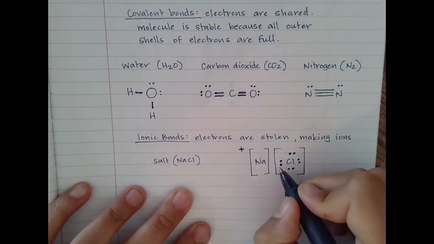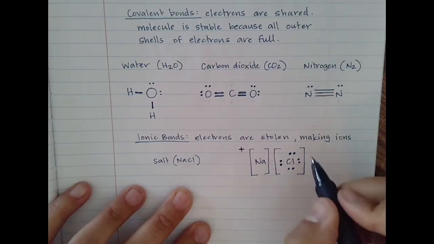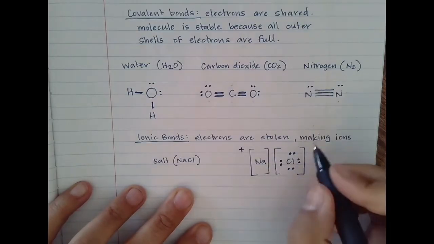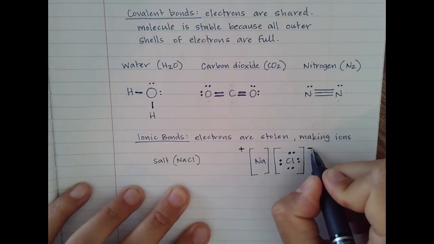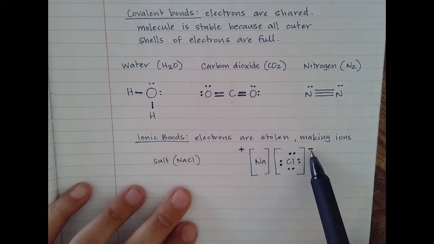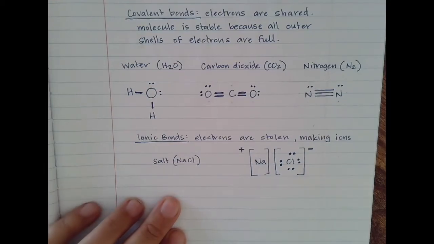Chlorine has now an extra electron. It gained an electron when it stole it. It started with equal numbers of protons and electrons, but now it has an additional electron. Electrons are negative. It's going to have an overall negative charge. The reason that these are bonded together is because opposites attract. Positives like negatives, so they're going to hang out in the same space because they're going to be attracted to each other.